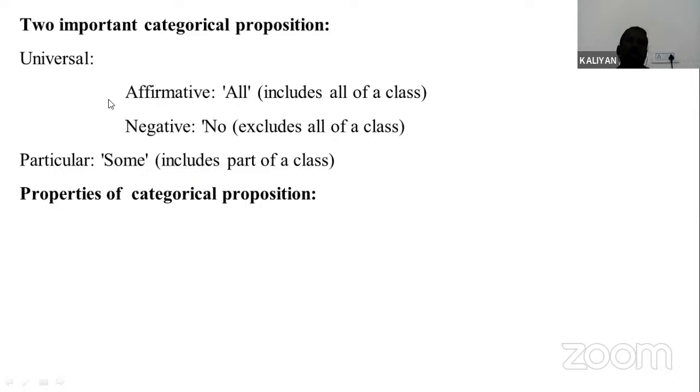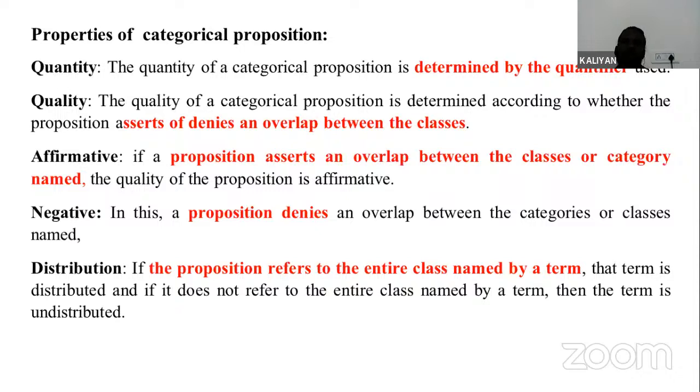So these are two different categorical propositions, universal and particular. Universal has two types: affirmative, which starts with the word "all", and negative, which starts with "no" and excludes all of the classes. Next are the properties of categorical propositions, and one is quantity. The quantity of a categorical proposition is determined by the quantifier used, like "all", "no", this kind of word. And quality is determined by whether the proposition asserts or denies an overlap between the classes.